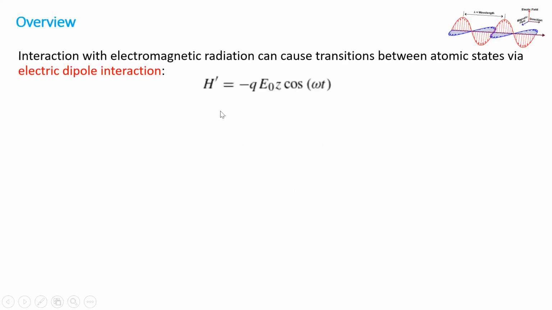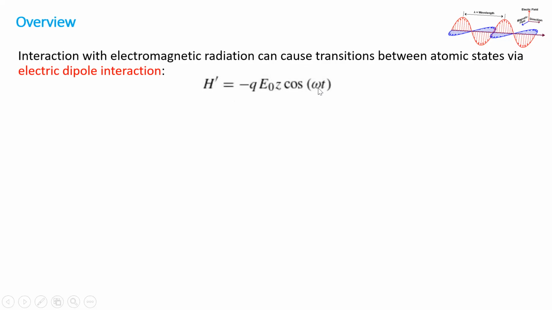Okay, so how do atoms undergo transitions between energy states? Well, they need to interact with the electromagnetic field because atoms are electrical. So here is an electromagnetic wave, okay, with a well-defined direction and well-defined polarization. And the interaction with that electromagnetic wave can cause a transition between atomic states in an atom via the electric dipole interaction, okay? So this is the interaction here. This is the energy, H prime.